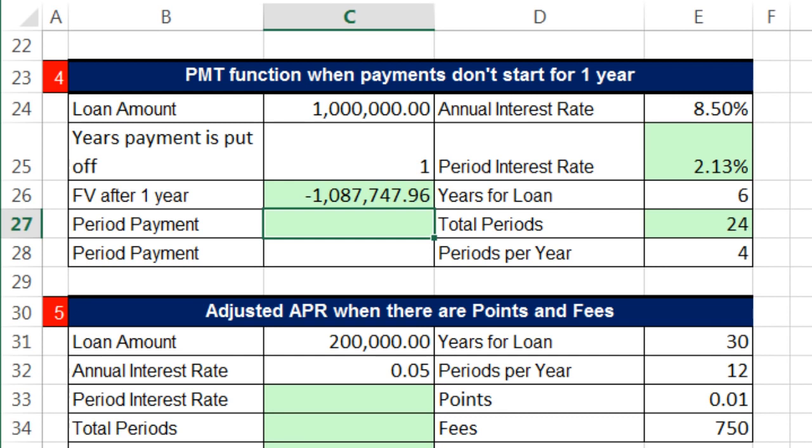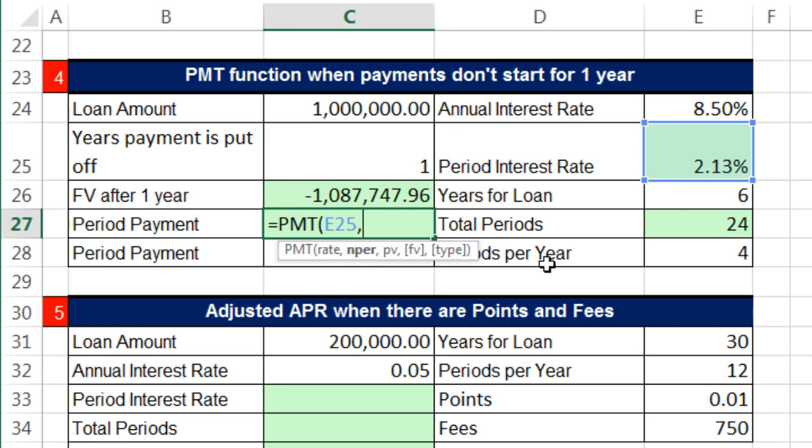Now, you ready? We're going to calculate the period payment equals PMT. The rate, still this 2.13, that's the period rate for the quarter, comma. Number of periods, we have to be careful here. The loan was for 6 years, but now we're making this calculation 1 year out. So it's actually 5.